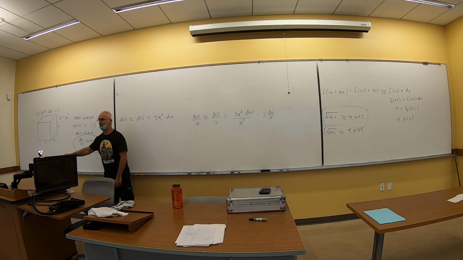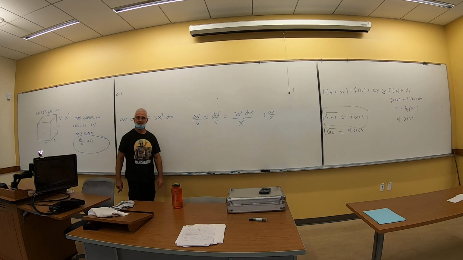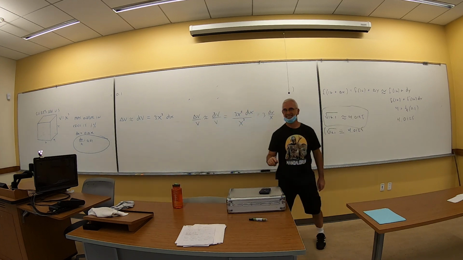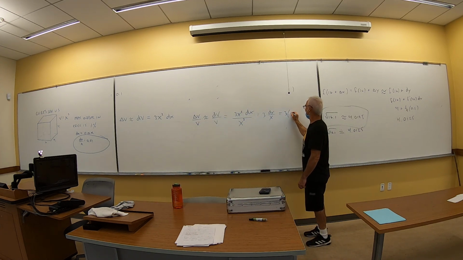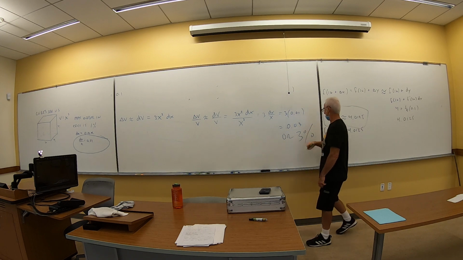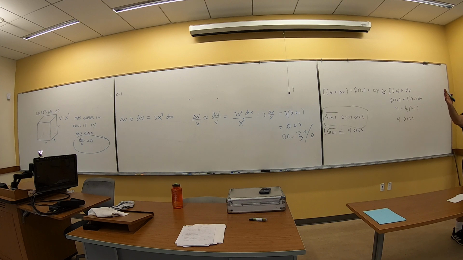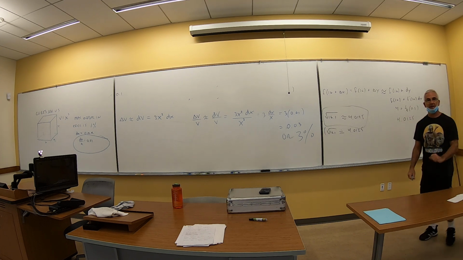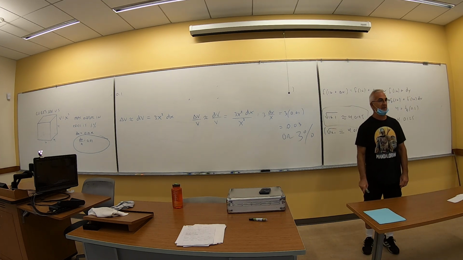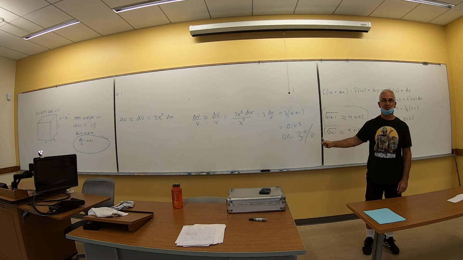Where do we start the problem? The maximum value of dx over x is 0.01. So what is this? I make cubes of every size imaginable. If the maximum error in an edge was 1%, then the maximum error in the volume would be estimated at 3%.